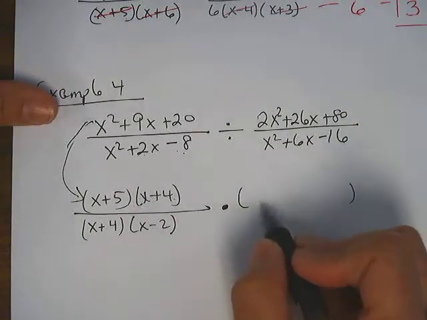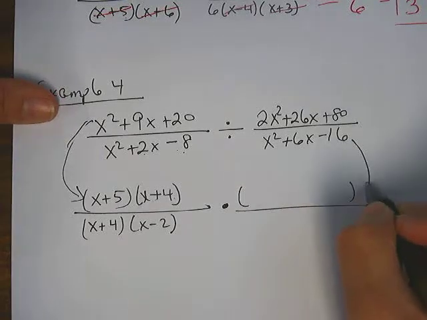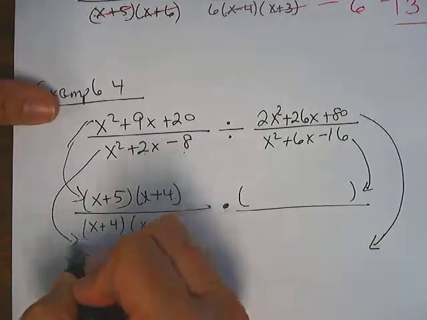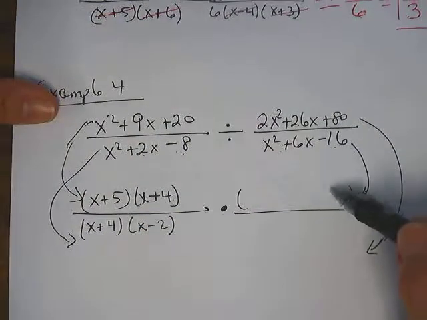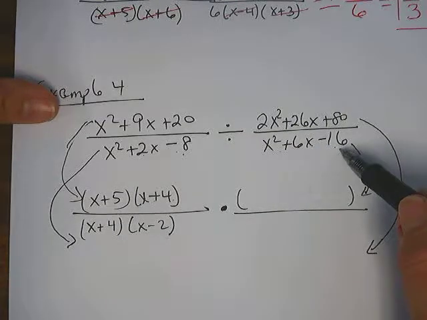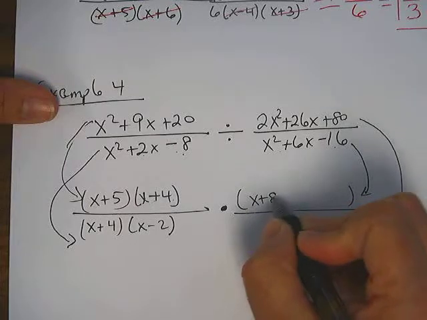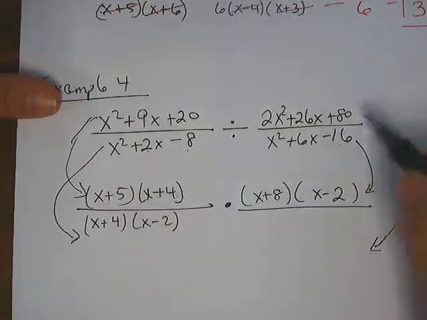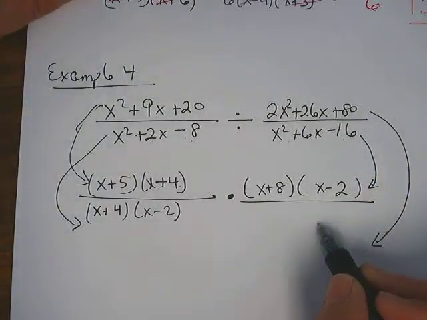Okay, so my numerator in the new fraction is coming from the denominator here. So notice the difference here. My denominator becomes my numerator. I need things that multiply to negative 16 but add to 6. So x plus 8 multiplied by x minus 2. And finally, my numerator is going to become the new denominator.